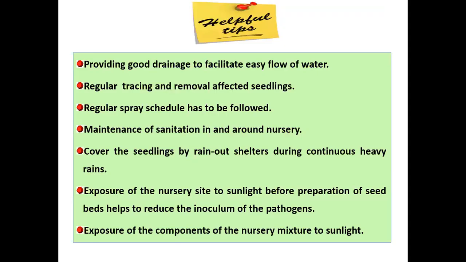And I would like to discuss some health tips for maintaining a good nursery. Provide good drainage to facilitate the easy flow of water, as dampness will provide favorable conditions for the multiplication of pathogens. And regular tracing is required, because if disease is not noticed for a few days and the conditions are favorable for the pathogen, it may destroy many of the seedlings in the nursery. And in seed beds, the collar rot pathogen may destroy the whole bed if regular tracing is not there.